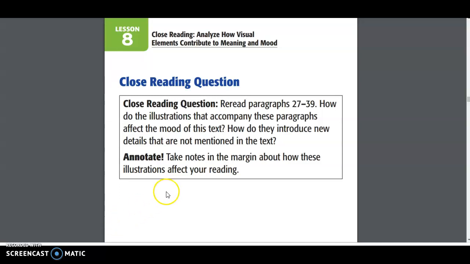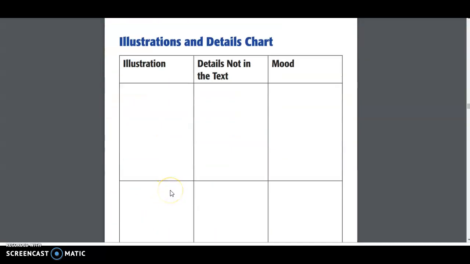So boys and girls, if you did not get this chart, that's okay. You can put this in your reading notebook. You can take notes in your reading notebook, or you can put the notes in the margins next to the illustrations. That's fine too. So two things we're looking at. We're looking at the illustration on those pages. There's two of them. And then we're going to look for the details that are not in the text that it adds to it and the mood. So you can certainly do this in the margins, that's fine, but just don't skip one of those. Make sure you have the mood written down for the illustration and what it adds to the text.